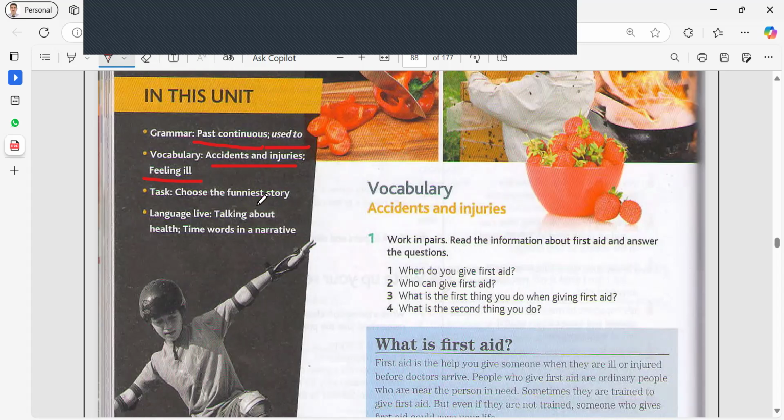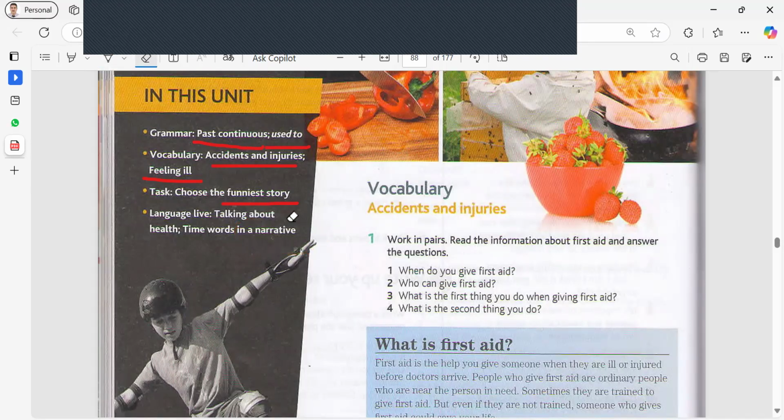For speaking, choose the funniest story. What does funniest mean? From funny, right? Which story makes you laugh? For language live, you're talking about time words in a narrative. You should write a narrative at the end of this unit. A narrative here means a long story using time words: after that, then, next, at the beginning, at the end, and so forth.